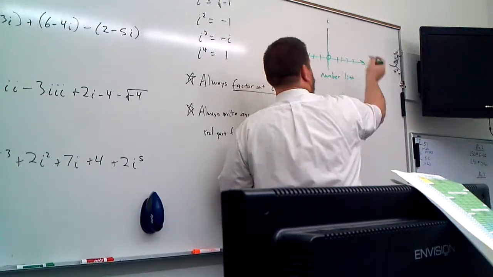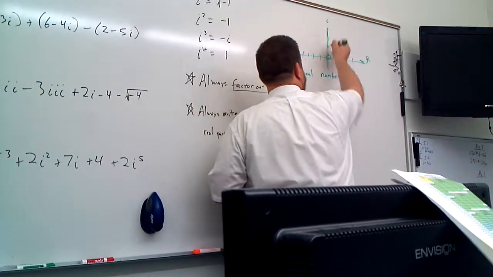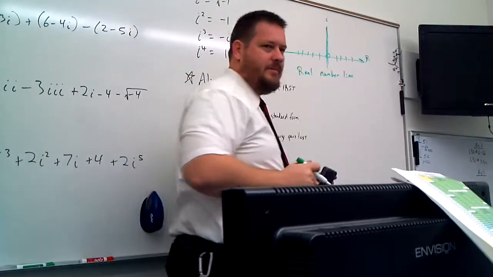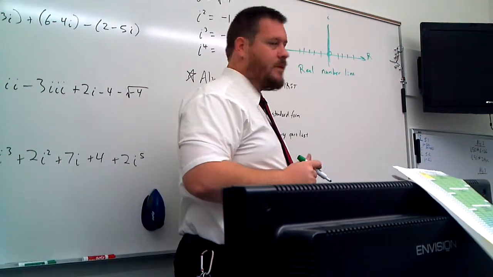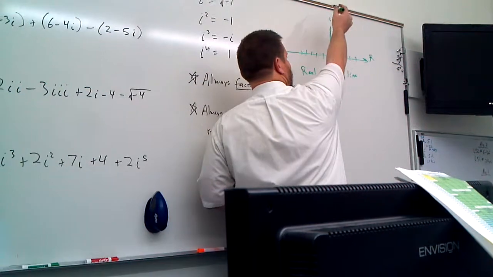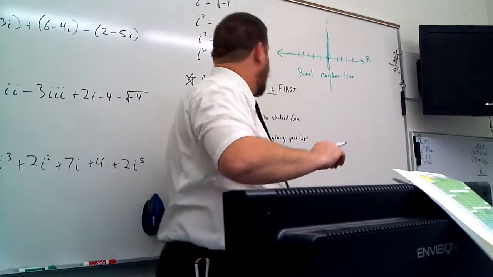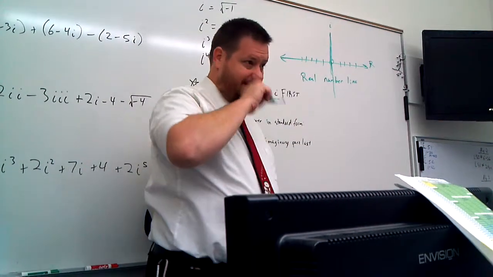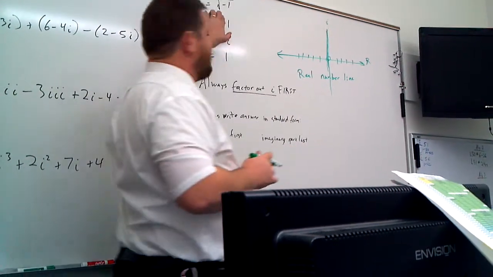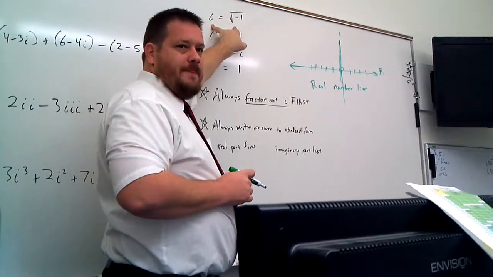You put the imaginaries up here and the real numbers this way. You don't have to graph them. So negative imaginary numbers, positive imaginary numbers, negative real numbers, positive real numbers. So this is the definition of an imaginary number. i is the square root of -1.